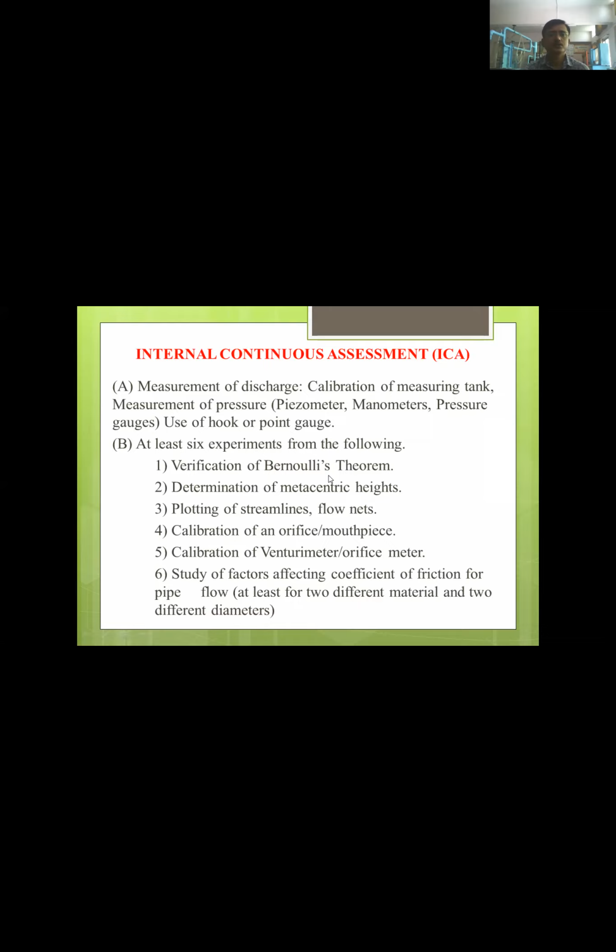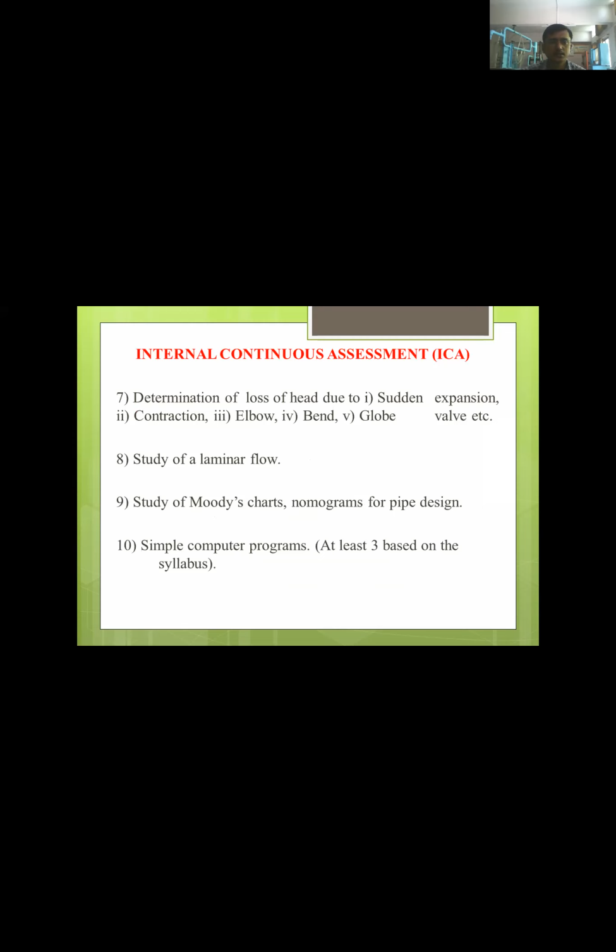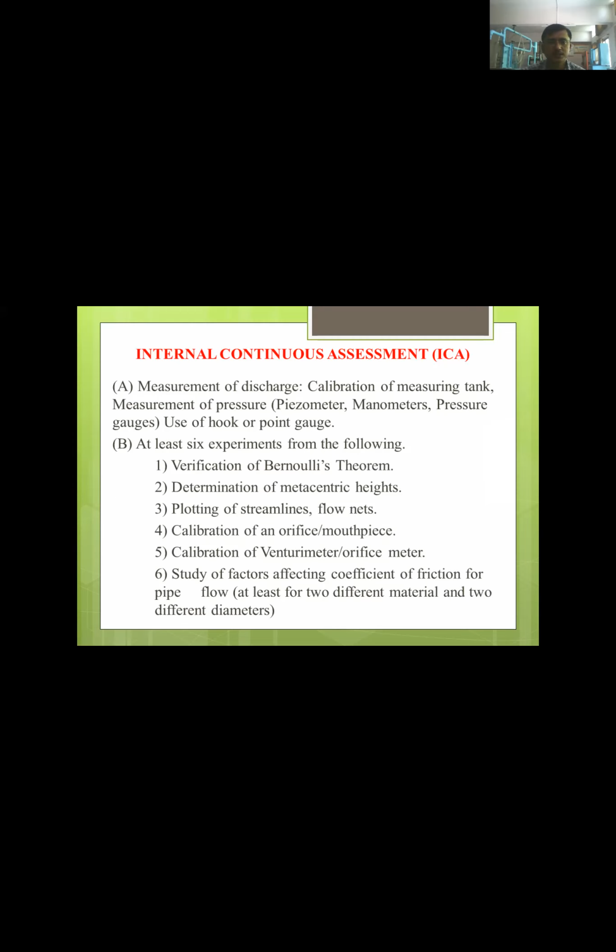From B, we have to perform at least 6 experiments from the following. This is the list of the practicals or experiments they have given. There are a total of 10 experiments, and out of these 10, we have to perform any 6 practicals or experiments. The first one is verification of Bernoulli's theorem.